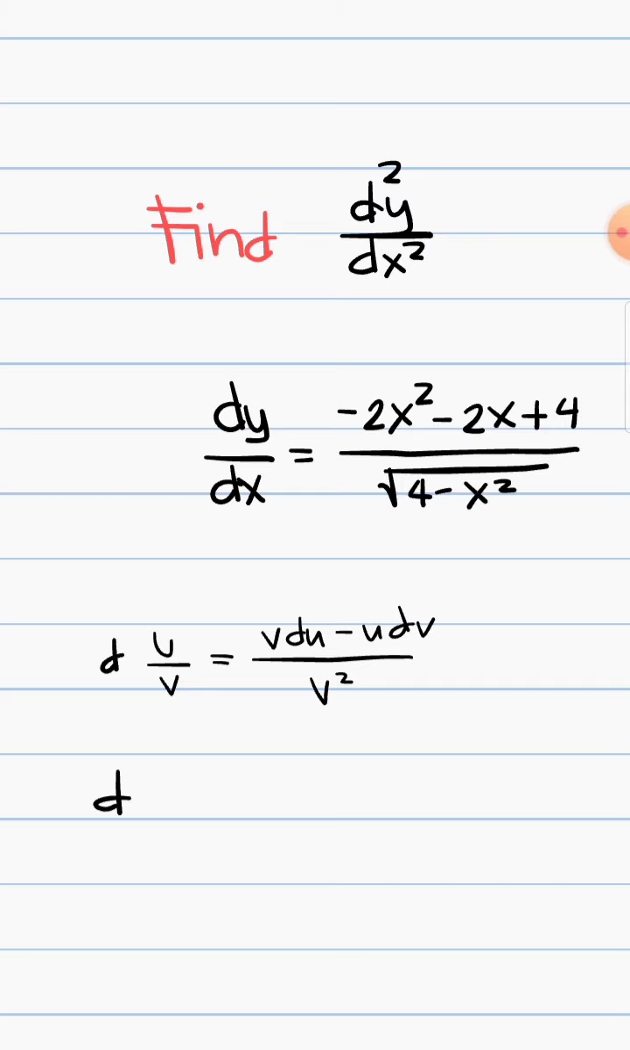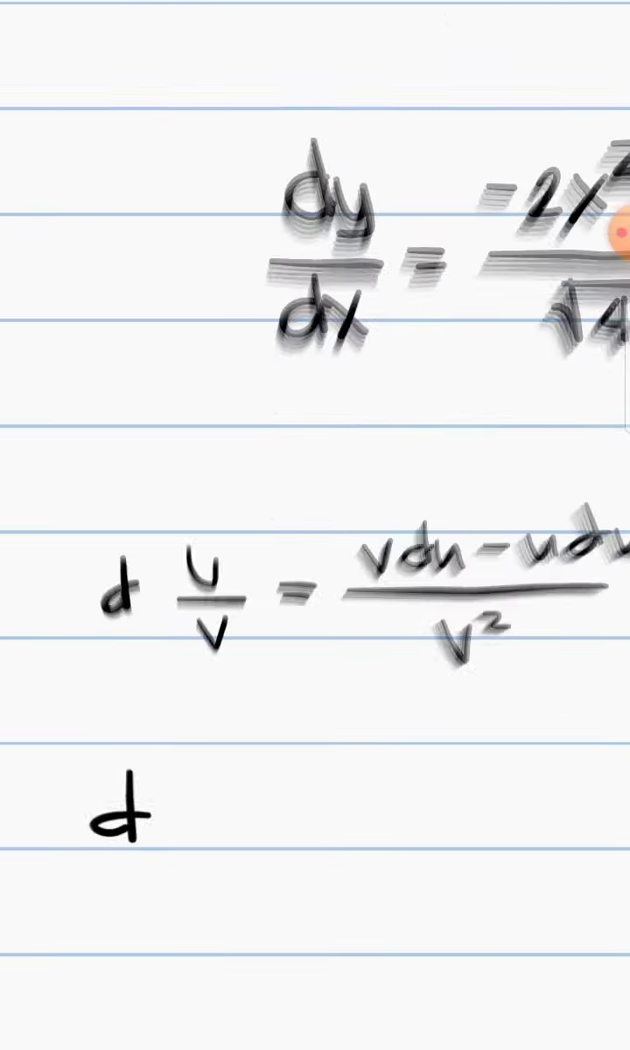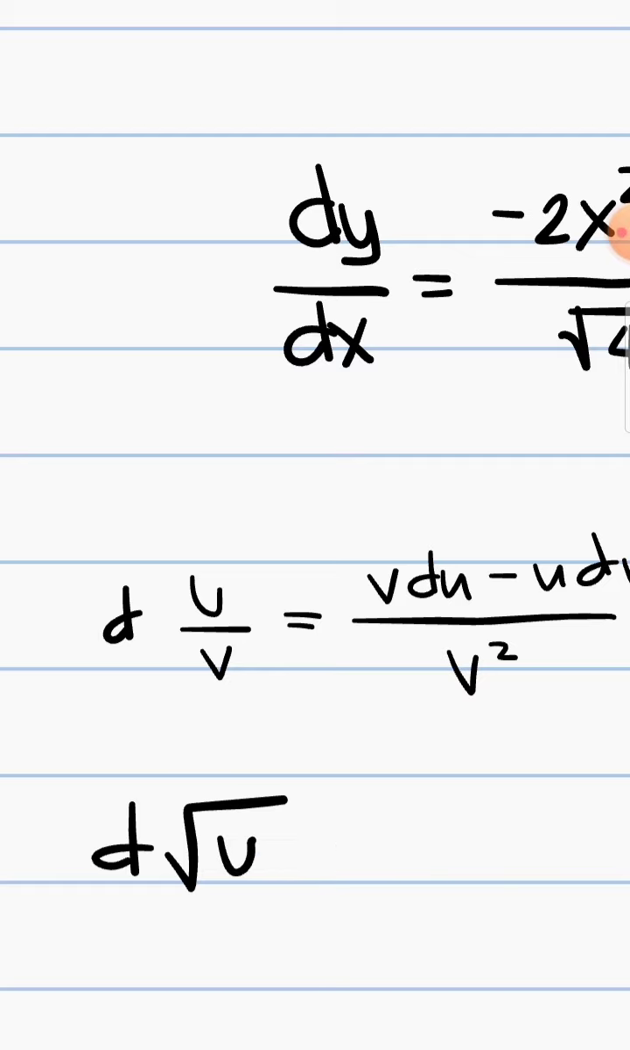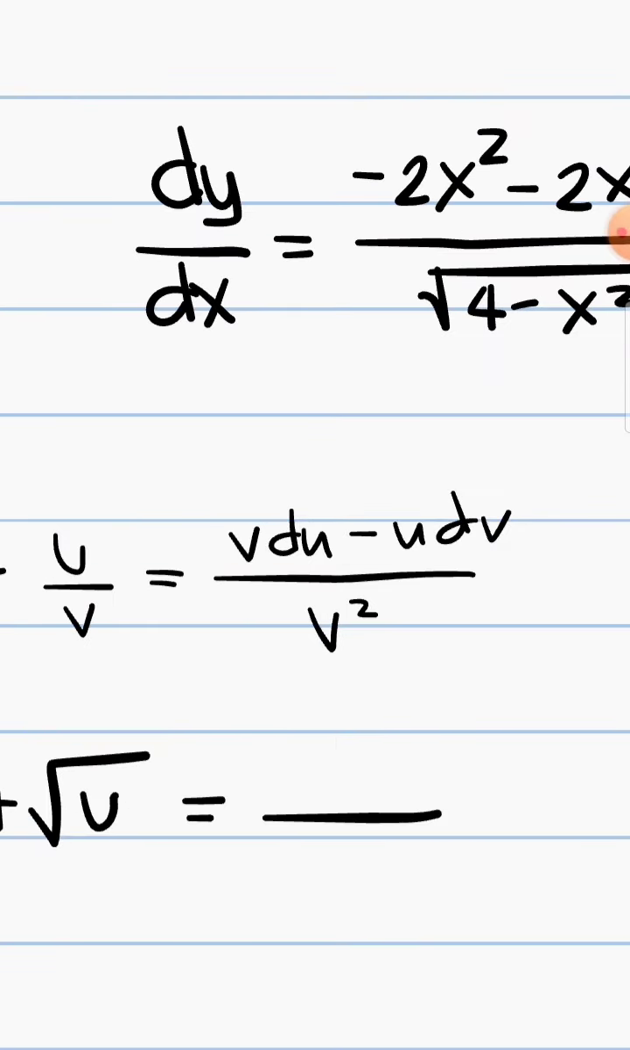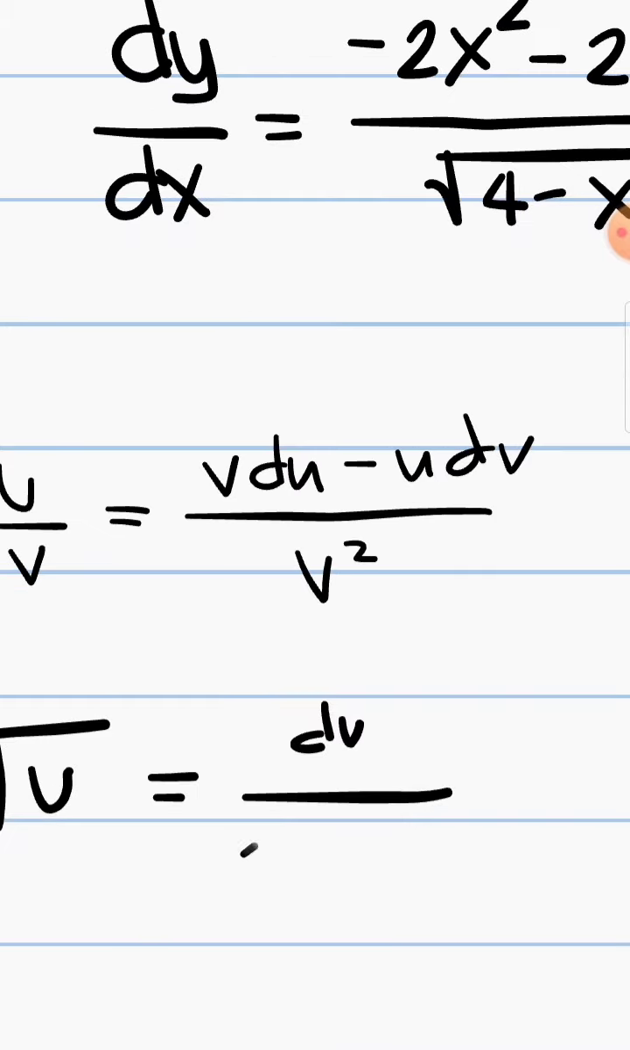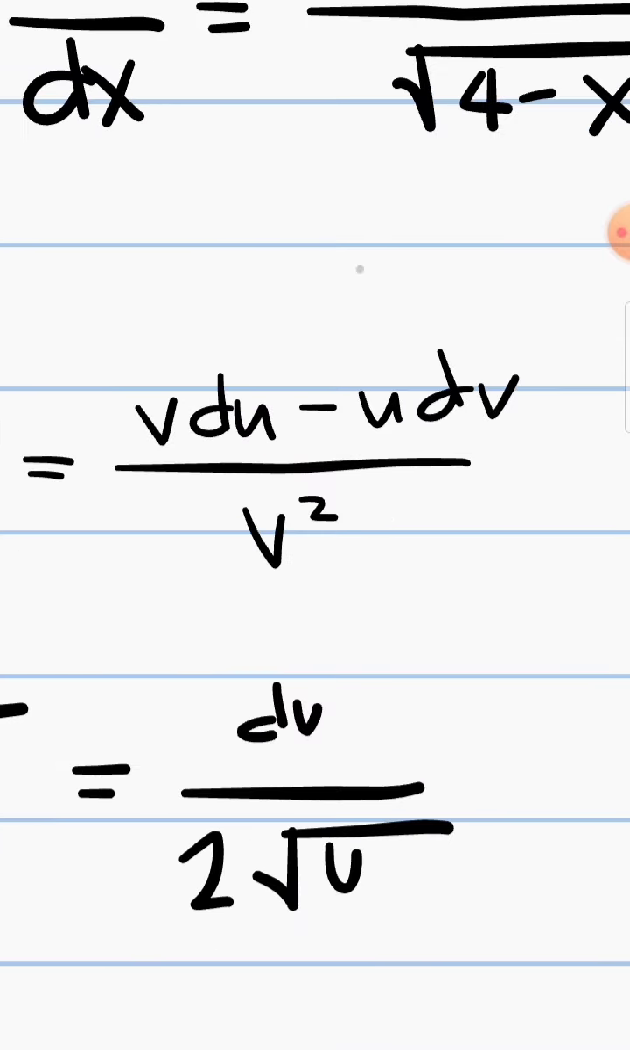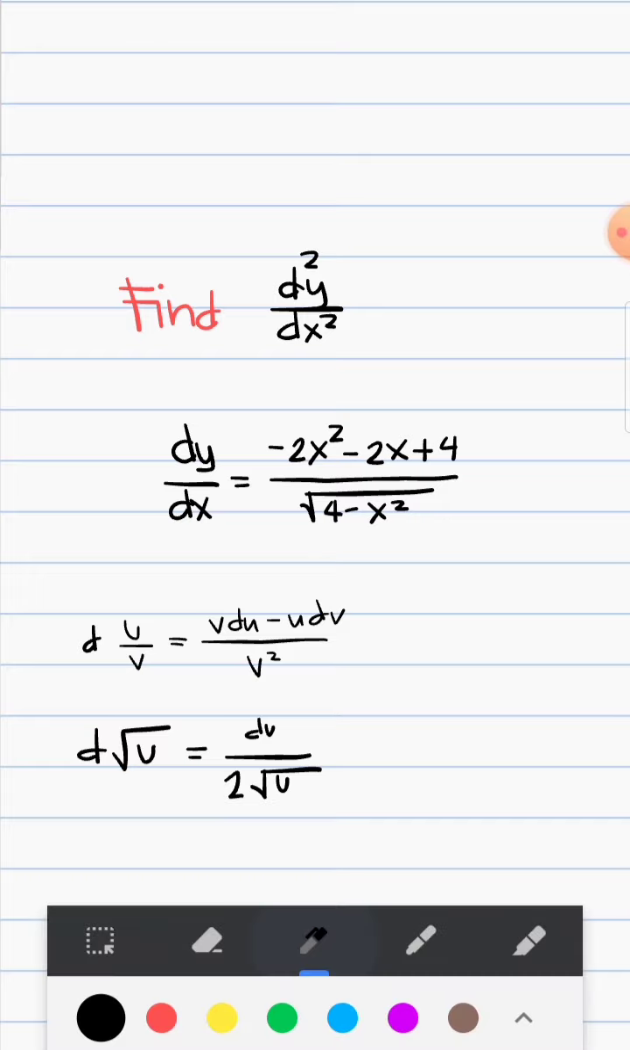Second one is the derivative of any square root. The derivative of the square root of u will be equal to the derivative of u over 2 times the square root of u, right? So let's apply this.